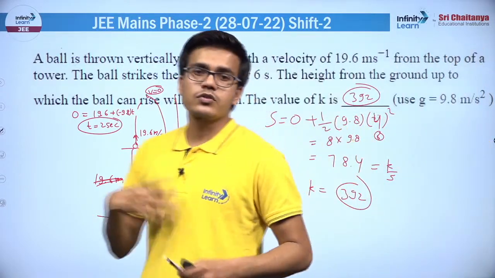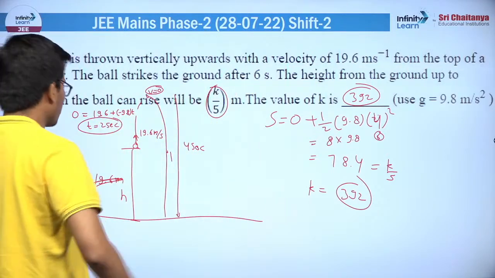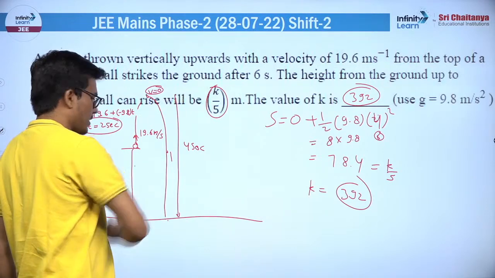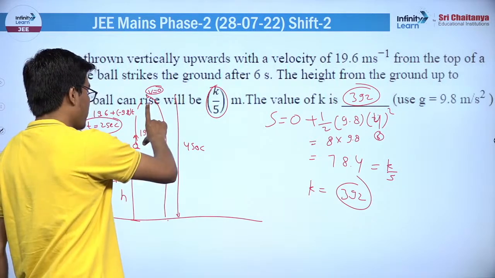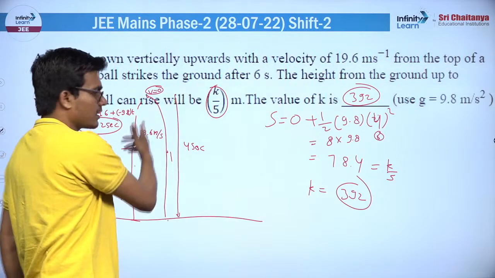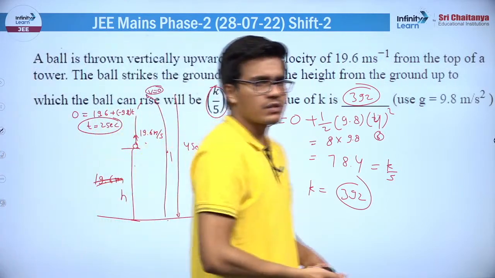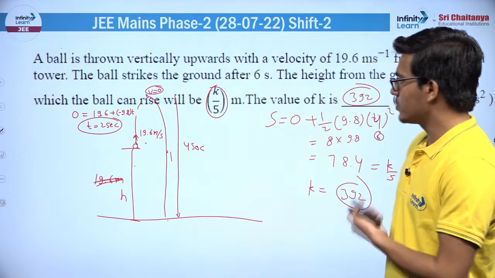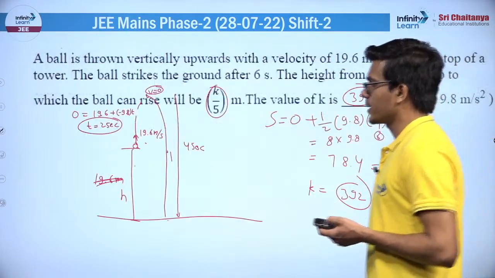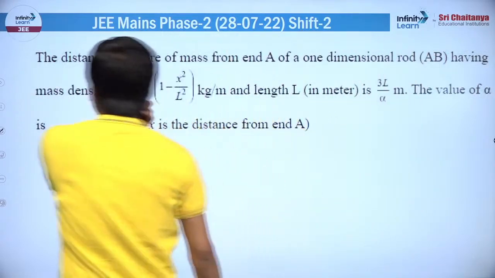So it's your choice how you apply the question. People do this question by applying the second equation of motion to find this h, and by applying u square by 2g to find the other h, then they add them. But this is a simple method. You should know where to apply what to get the answer in minimum time. The next question is a good question from center of mass.